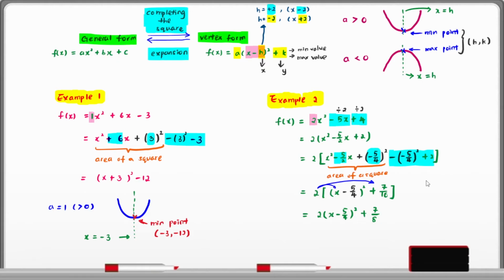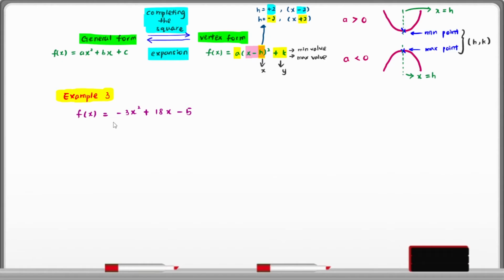Now, here the a is equal to 2, which is greater than 0. So you're going to have the shape of the graph like this. So here is going to be the minimum point. So the coordinates of the minimum point will be 5 over 4 and 7 over 8. And the equation of the axis of symmetry will be x equal to 5 over 4.